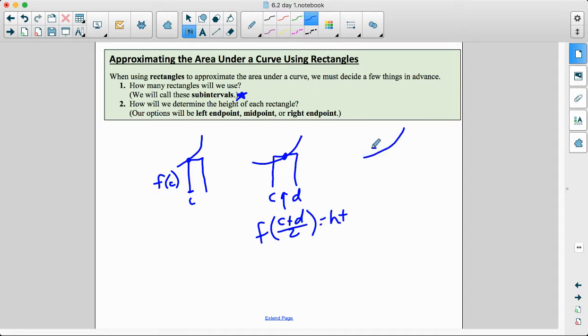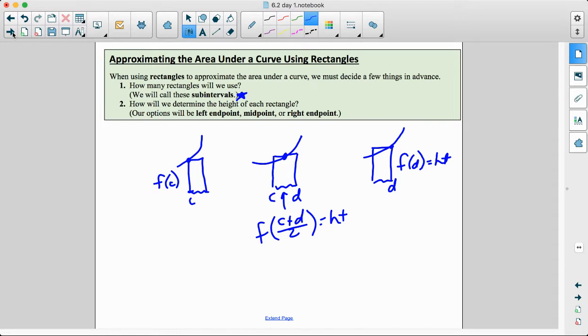So maybe we'll have the right corner of the interval. And so if this is D, then f of D would be the height. So you're going to plug in the x value either on the left side, the right side, or the middle of the rectangle to get the height of each rectangle. And then all of the rectangles may have the same width, or Riemann said they don't even have to have all the same width. But when we are given an equation, we will have all of our rectangles have the same width. If we're doing a table, then we may have rectangles with different widths.